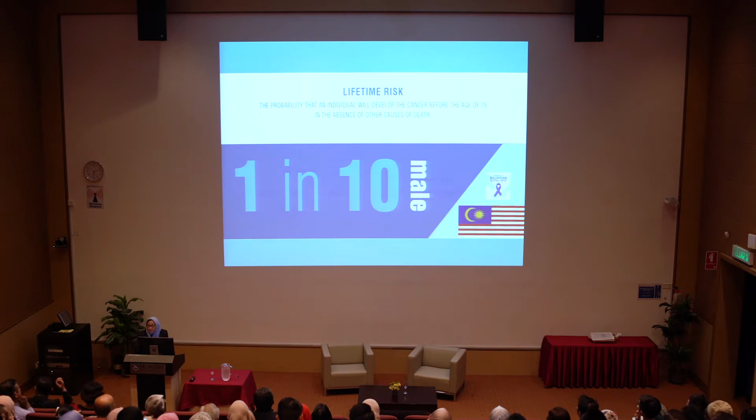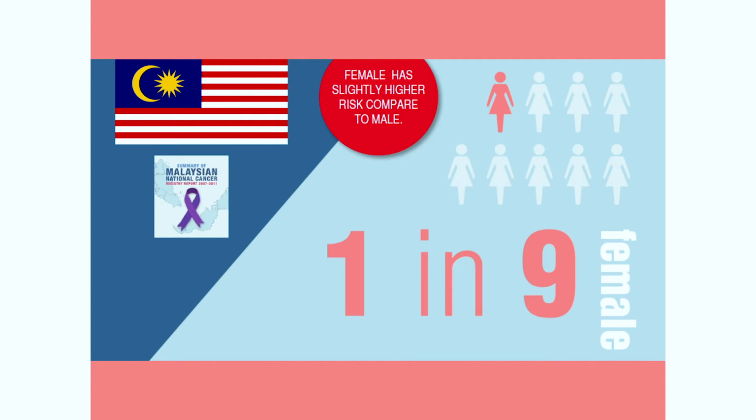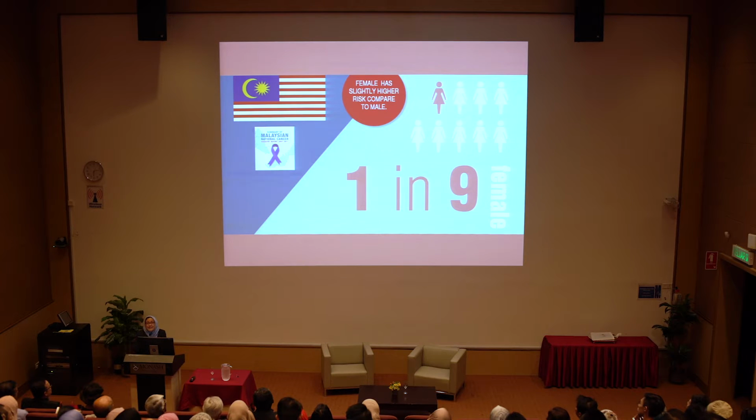In Malaysia, the lifetime risk for cancer by the age of 75 is 1 in 10 in men and 1 in 9 for women. Cancer is common in our community. I'm sure many of you would know at least one person who has got cancer, right? So, and it will get more common, matching that of the Western world.